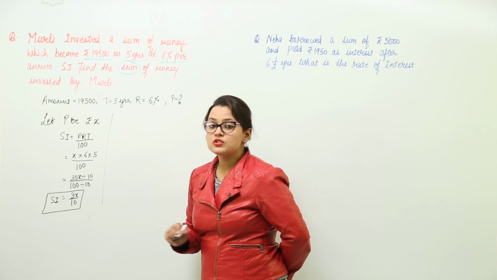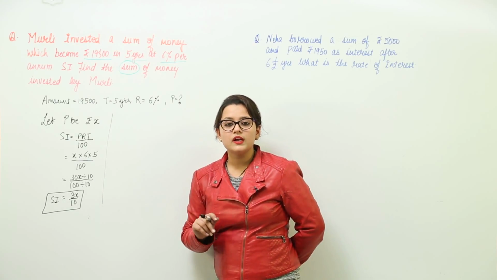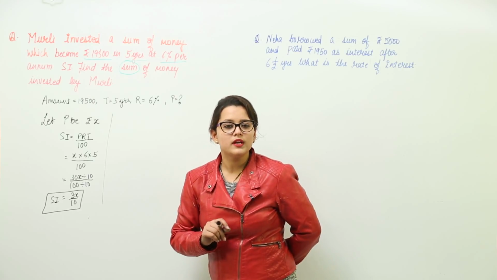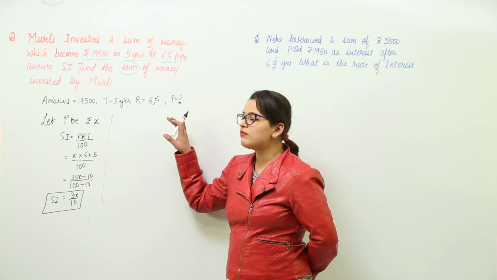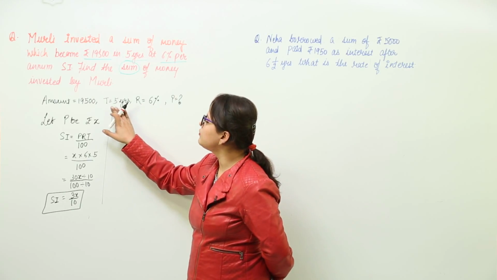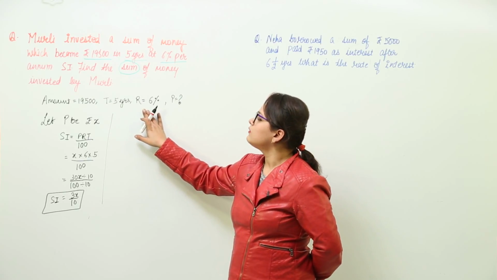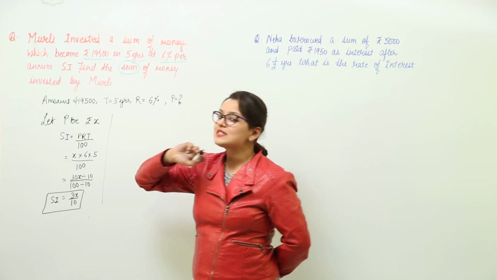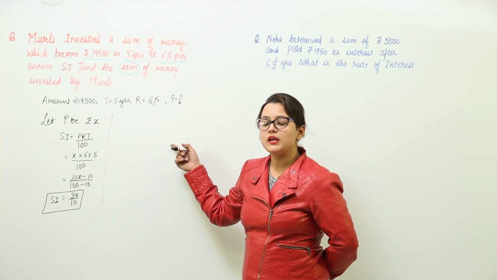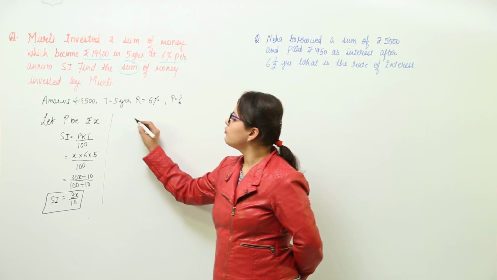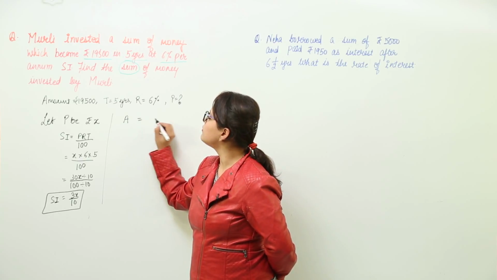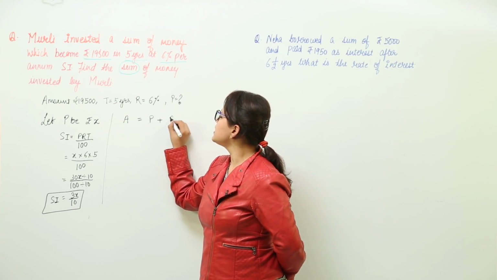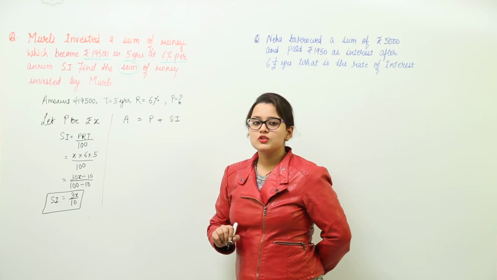But that doesn't solve my problem. I needed to find out the principal. So what will I do? Now you can please have a look at the question here. I have used time and rate, right? But I have not used the value of amount up till now. Now this amount can be used to find out the principal. How come? We know that the amount is always equal to principal plus simple interest. So what can we do?